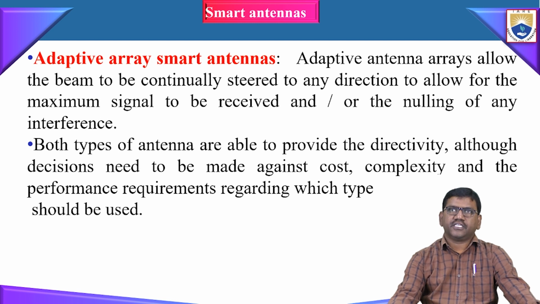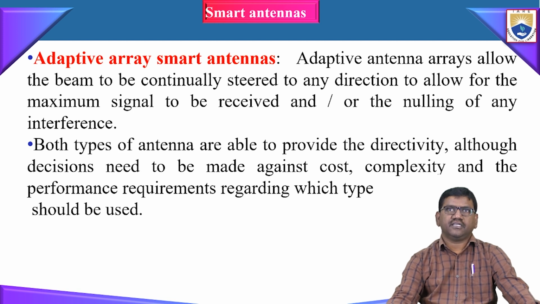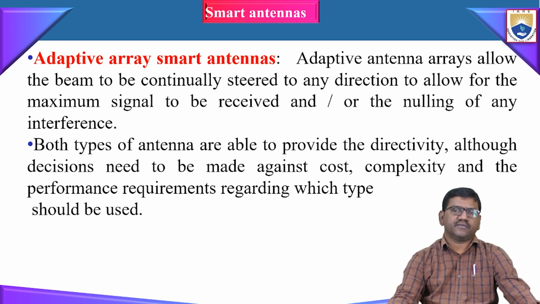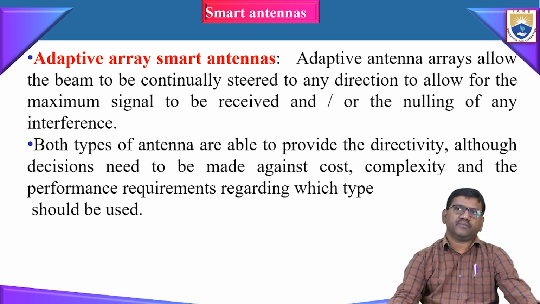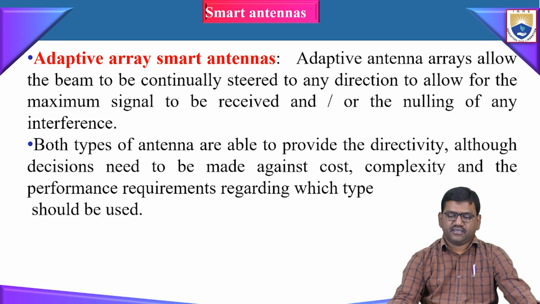What are adaptive array smart antennas? Adaptive antenna arrays allow the beam to be continually steered to any direction to allow for the maximum signal to be received or nulling of any interference. Where the number of subscribers is zero, in that direction the electromagnetic energy is made null. That means the signal is made null there, and where the subscribers are more, the maximum signal is directed in that direction without any interference.